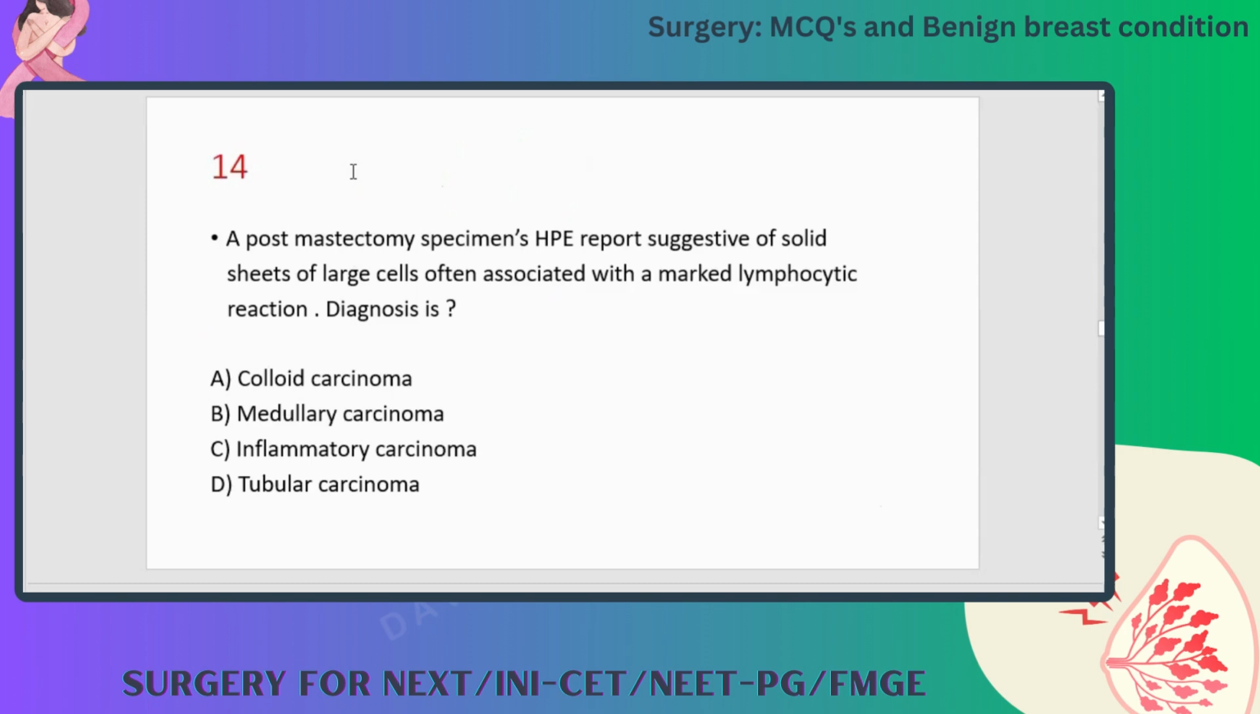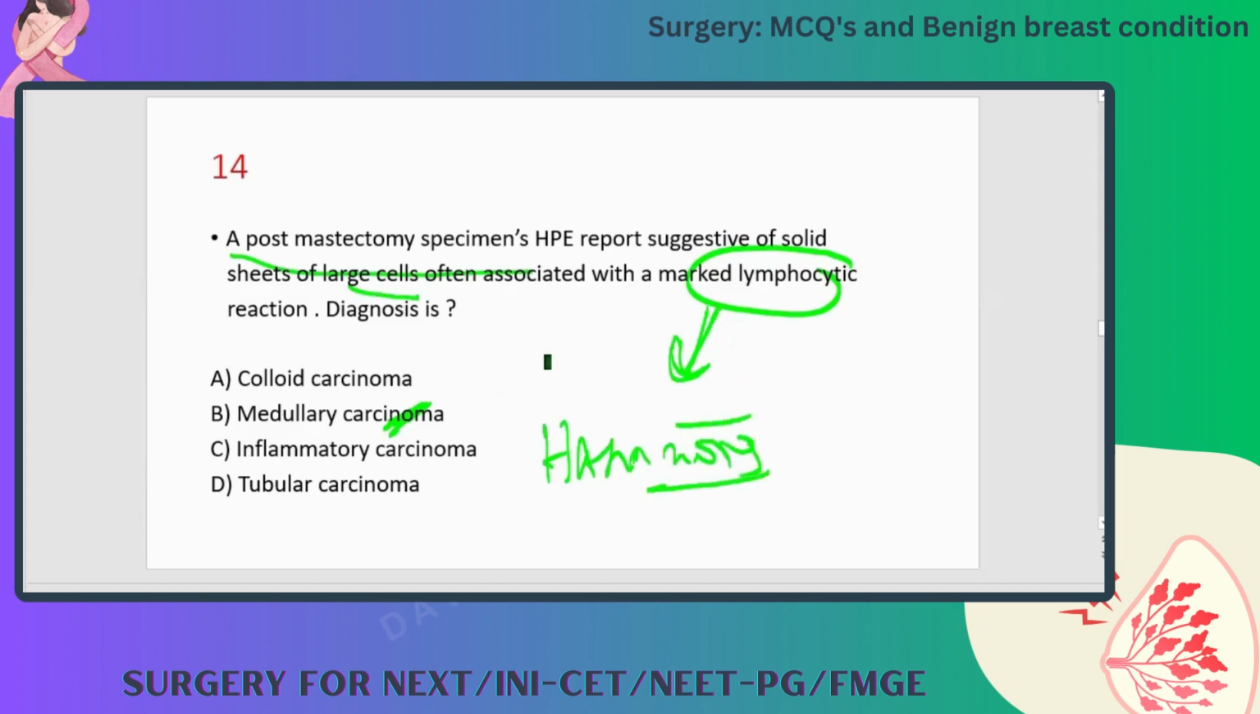And this is also a next level question. A post-mastectomy specimen's HPE report shows a solid sheet of large cells, often associated with marked lymphocytic reaction. This is medullary carcinoma. No need to go into it. Just remember, if lymphocytic infiltration is there, then medullary cancer. In the same way, in the evening when we discuss thyroid, lymphocytic infiltration, which thyroid is it? Starts with H. Hashimoto's thyroiditis. I'll discuss there. In the same way, here also there is marked lymphocytic reaction in medullary cancer.